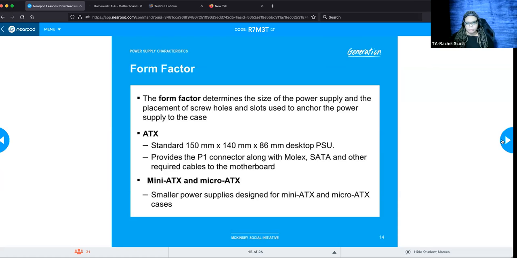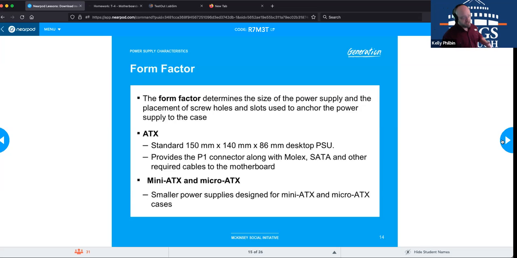So form factor, what did we say form factor was? Just a fancy way of saying shape and size. There we go. So this will determine what size power supply we need to use, and the placement of the screw holes, so that we know it will fit inside the casing we already have and that we can anchor it to the actual case. So your typical ATX has the, was it the 150 by 140 by 86? That's the typical power supply size. And then it comes with a multitude of cables. Again, it depends upon your needs and your motherboard, what kind of connectors you're going to be looking for on a power supply.